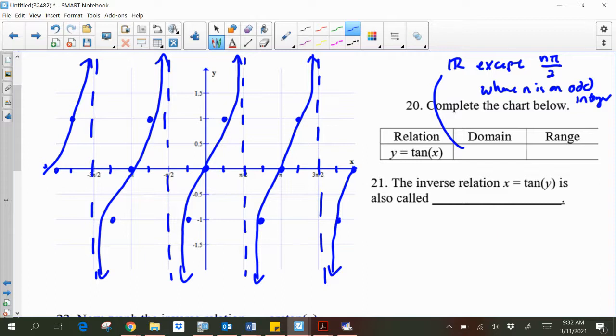But what's the range? All real numbers. So it's all real numbers except n pi over 2, where n is an odd integer. Because it has to specifically be odd and has to be an integer, because if not, it would be some random decimal or something. So we have to be very specific. And of course, the inverse is going to be called arc tangent.